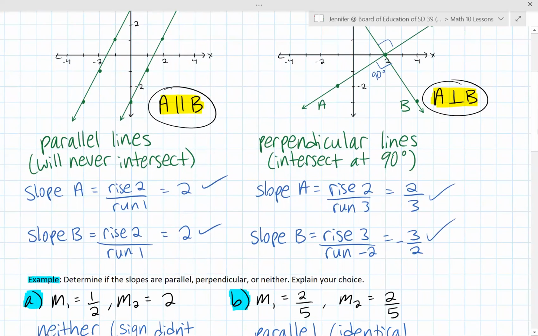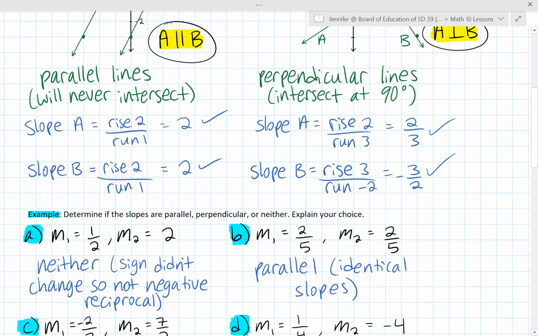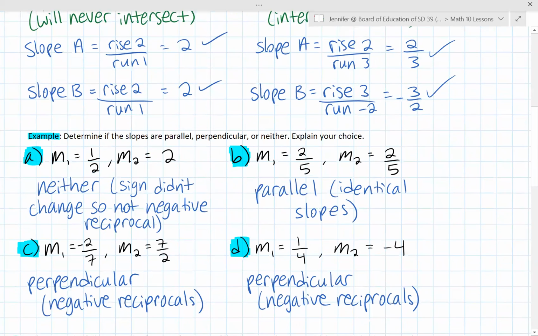Example 1 here, we want to determine if the slopes are parallel, perpendicular, or neither, and explain our choice. So our first example, this is neither. Although the fraction flips, 1/2 to 2, the sign doesn't change, so it's not parallel, it's not perpendicular. In example B, these are identical slopes, so they're parallel lines.